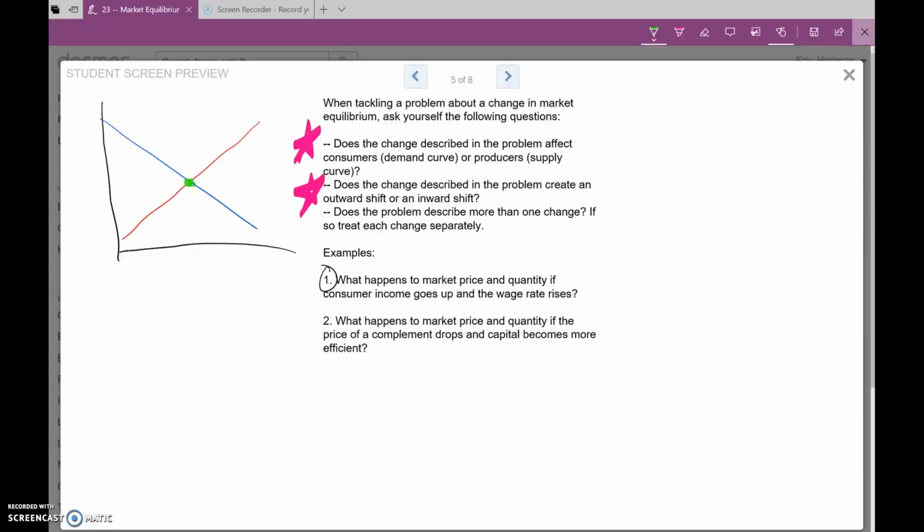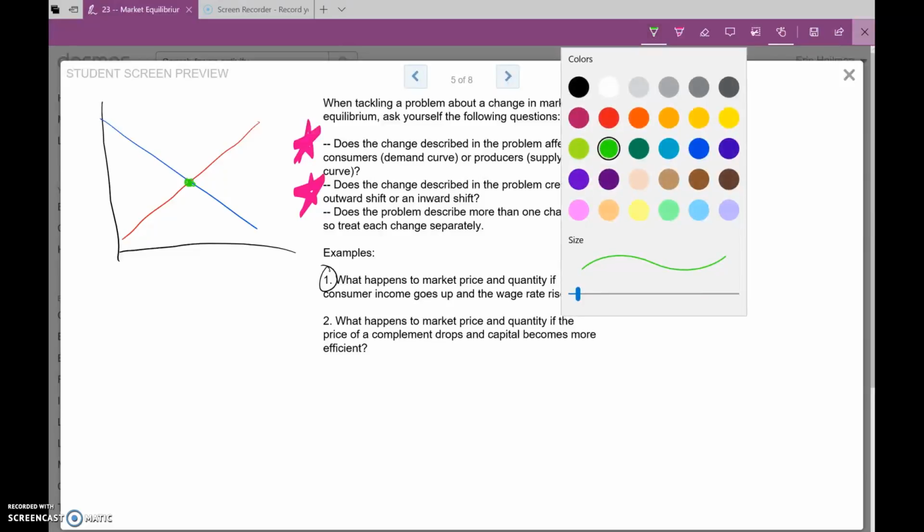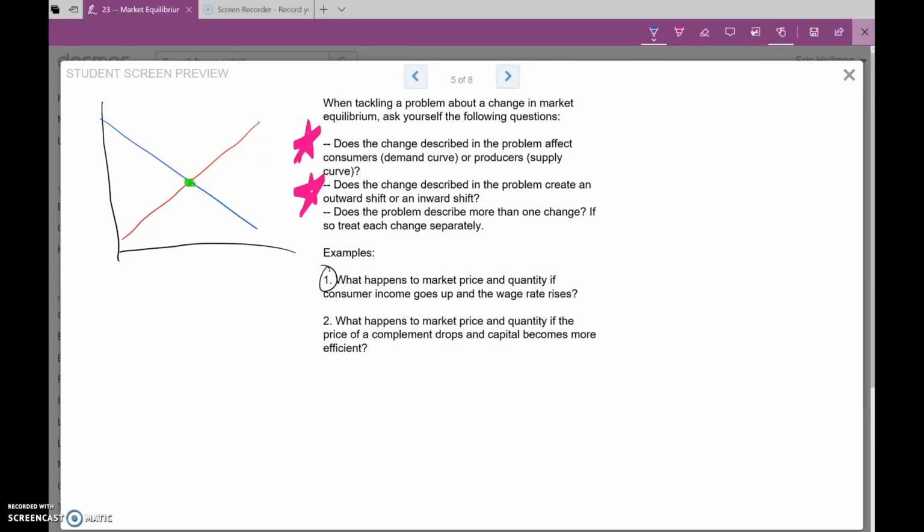So consumer income goes up. Okay, so does that affect consumers or producers? Is it going to make the demand curve shift inward or outward? The answer is that it's going to shift demand outwards if consumer income goes up. That's an outward shift of the demand curve.